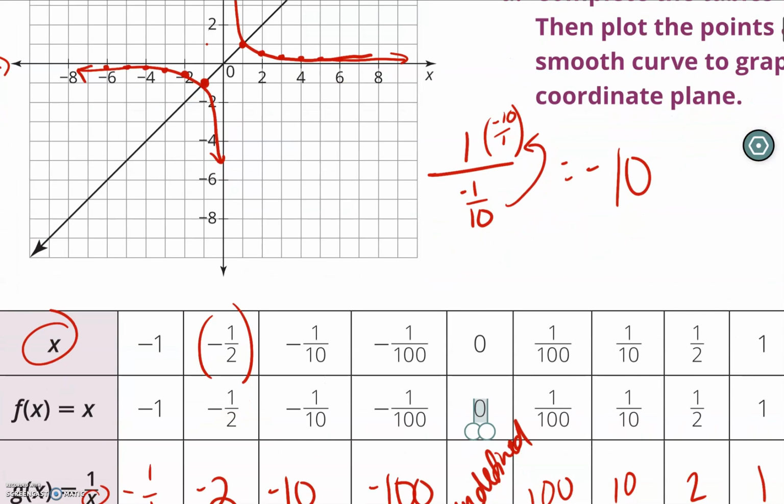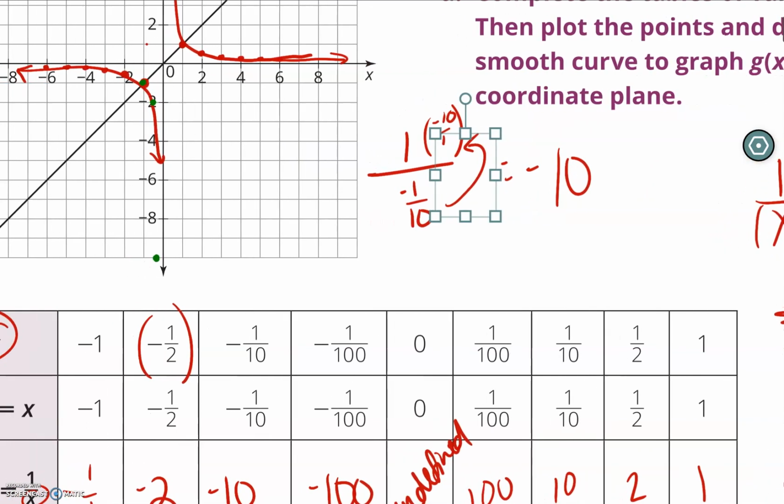So I have -1, -1, again, -1/2, -2. Boom, and my line is right there. That is awesome. That's just beautiful. -1/10 is gonna be really close, and then we're gonna go down to -10, and then there's no 100, so we're not gonna worry about it. I can't graph the 0 because it's undefined.